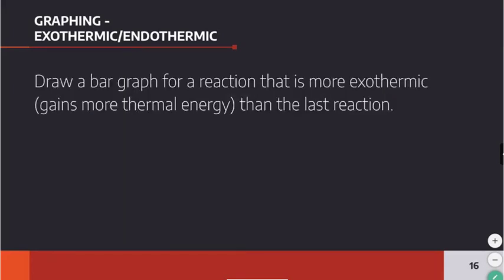Next question. Draw a bar graph for a reaction that is more exothermic, that is gains more thermal energy than the last reaction, the one that you drew on the previous question. Go ahead, use your graph on the previous question as sort of a baseline, and on your paper, draw a graph for one that is more exothermic than that reaction. Pause the video, we'll come back and we'll take a look at a correct example.